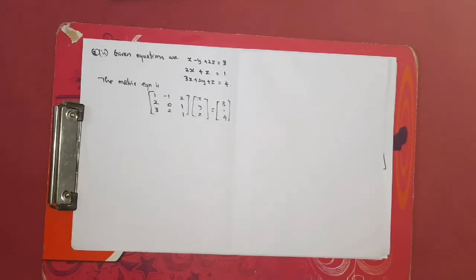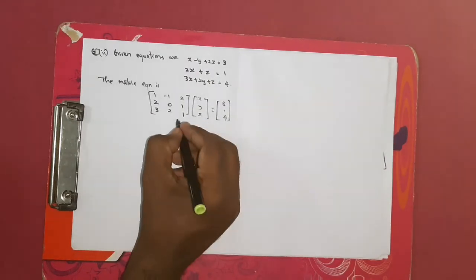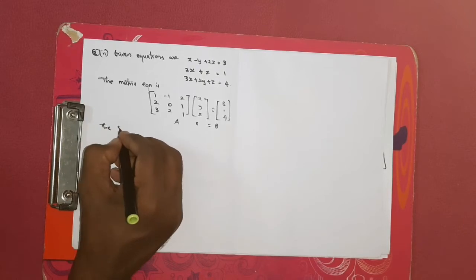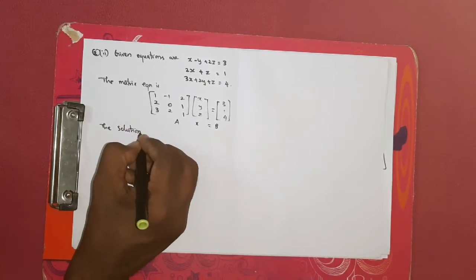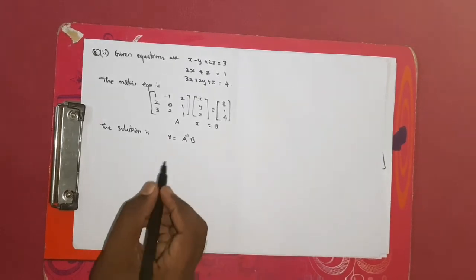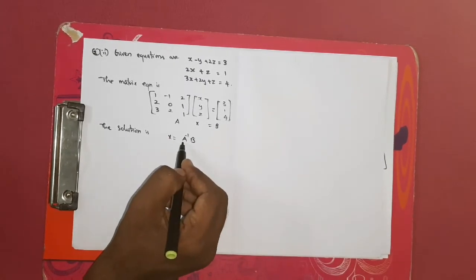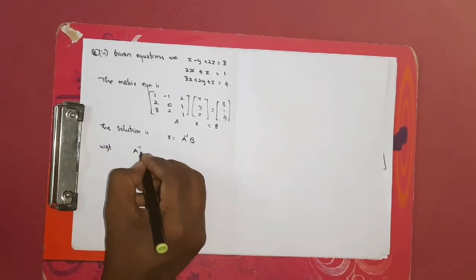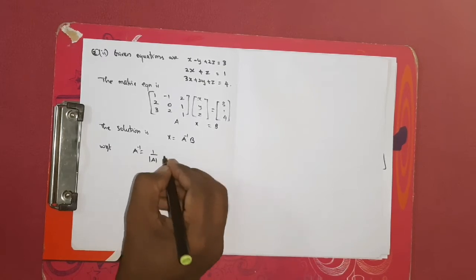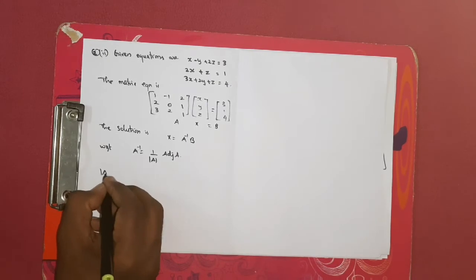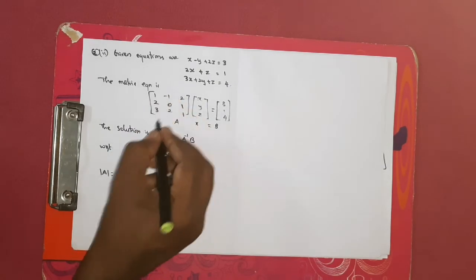Okay, we got this. And now we have to write the solution equation. So this is AX equal to B. The solution is X equal to A inverse B. So we have the B matrix, but we don't have A inverse, so we have to find that. We know that A inverse is equal to 1 by determinant of A into adjoint of A. So we first have to find the determinant of A. So for this A matrix, apply determinant.